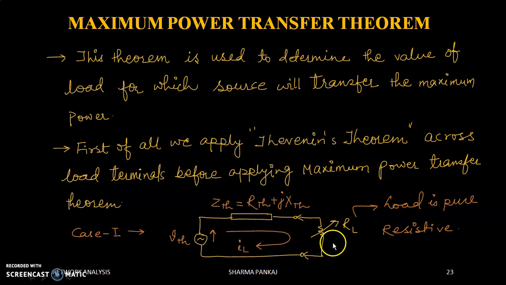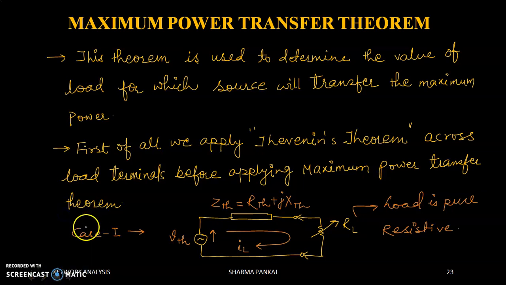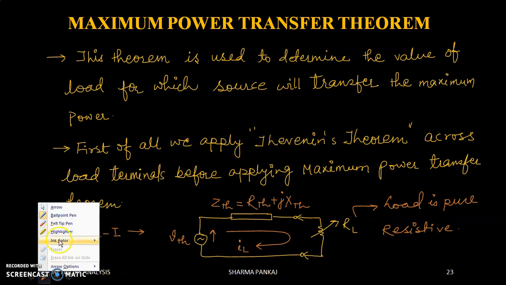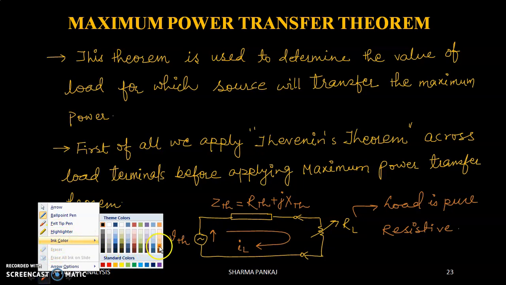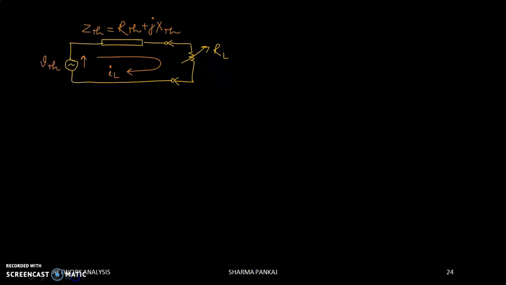We have to find the load resistance RL, this RL, so that the maximum power is transferred to it. So this is your case number 1.